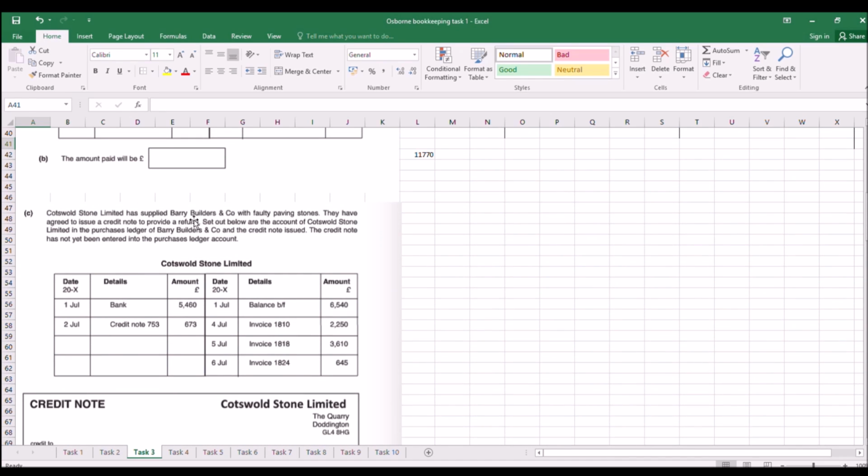Here we go. Now, so let's go to part C. Cotswold Stones have supplied Barry Builders and Co. with faulty paving stones. All right, so we're going to have some kind of credit note going on here. They've agreed to issue a credit note, yep, and to provide a refund. Okay, set out below is an account of Cotswold Stones Limited in the purchase ledger of Barry Builders.